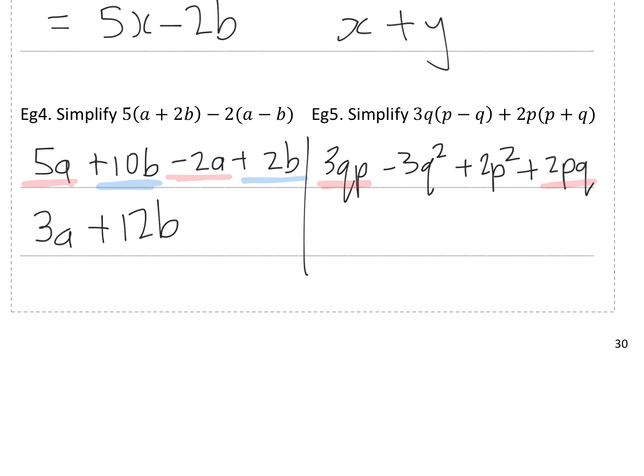So in this example then, if we've got 3QP, that's the same as having 3PQ. So 3PQ plus 2PQ gives us 5PQ. Doesn't matter if I call that PQ or QP, it's the same thing. The other two terms are separate or different. They're not like, they're unlike. This is Q's and this is P's. So they just stay as they are.